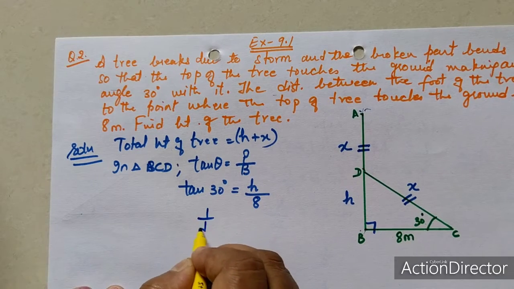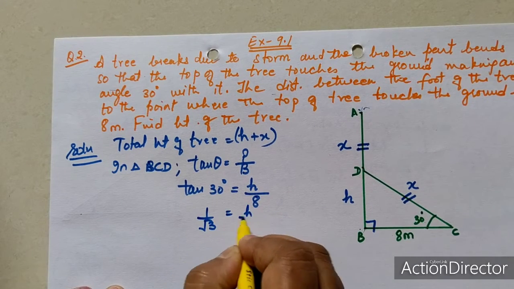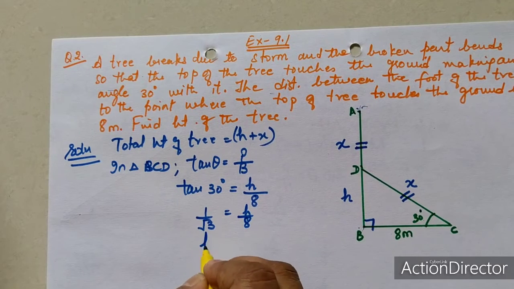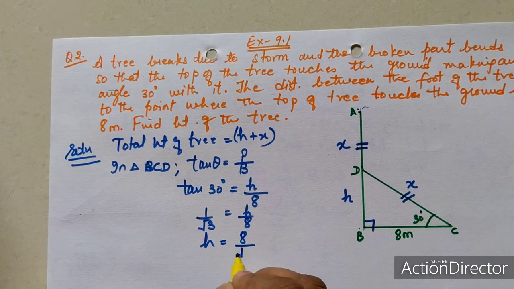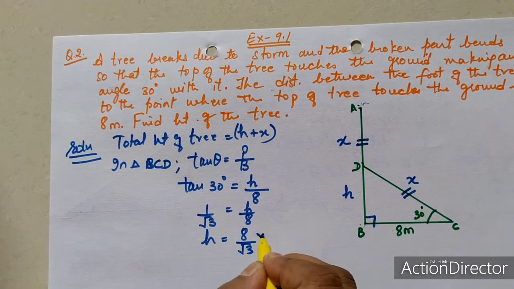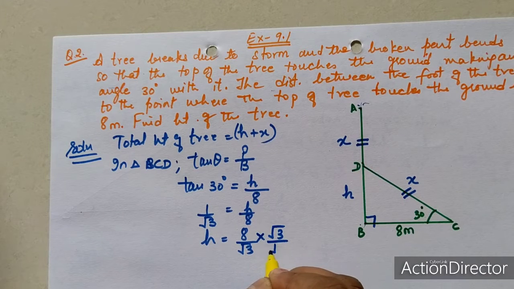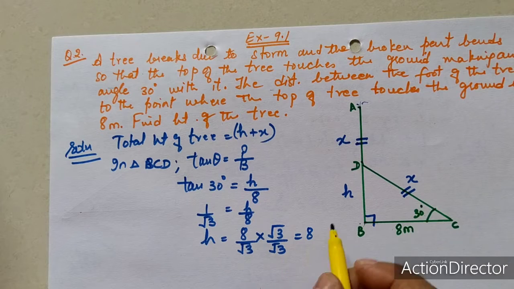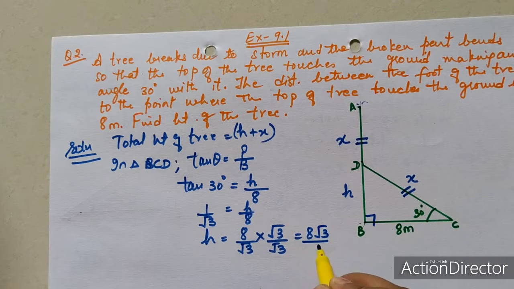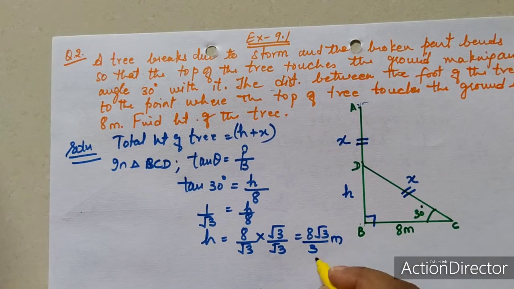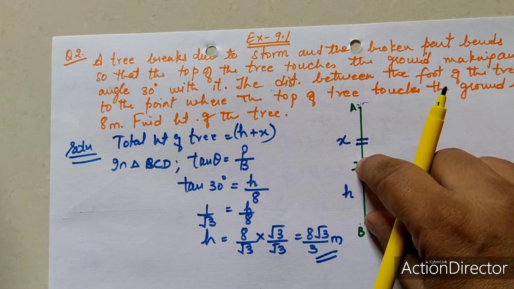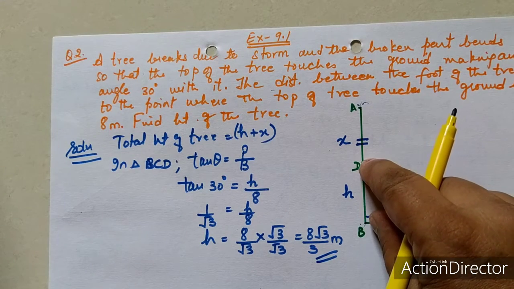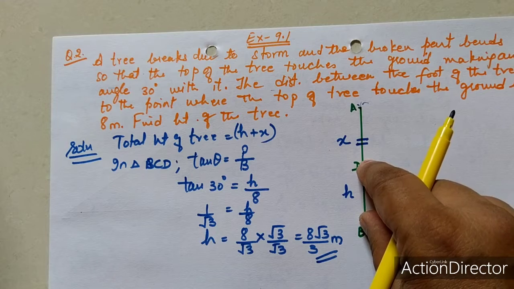Tan 30 is 1 by root 3. It is H upon 8. So H is equal to 8 upon root 3. And you need to rationalize it, as you know very well that the denominator here is an irrational number. So it is 8 root 3 upon 3 meter. This is the height of the tree which is just above the ground, that means the unbroken part is there.